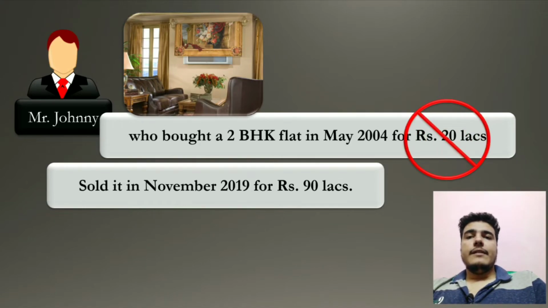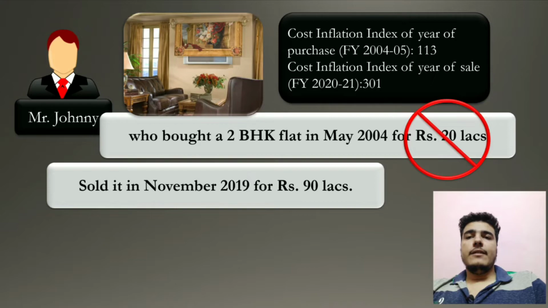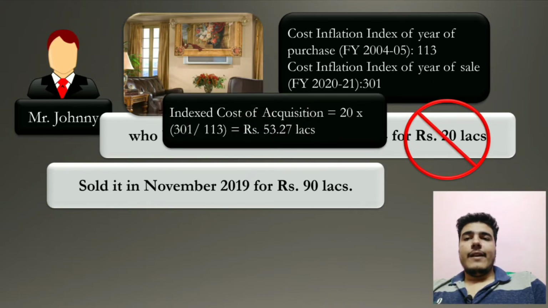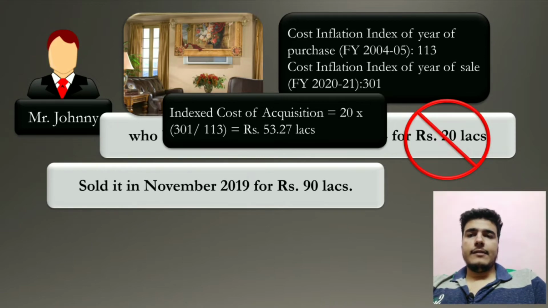So let's see, the index value is given, right. The index value in the purchase year is 113 and the index value in the sale year is 301. So you can easily calculate it by dividing the original purchase price by the index value of the purchase year and multiplying it by the index value of the sale year, okay. You can see this, divided by index value of purchase year and multiplied by index value of sale year. So you get the indexed cost of acquisition, that is 53.27 lakhs.